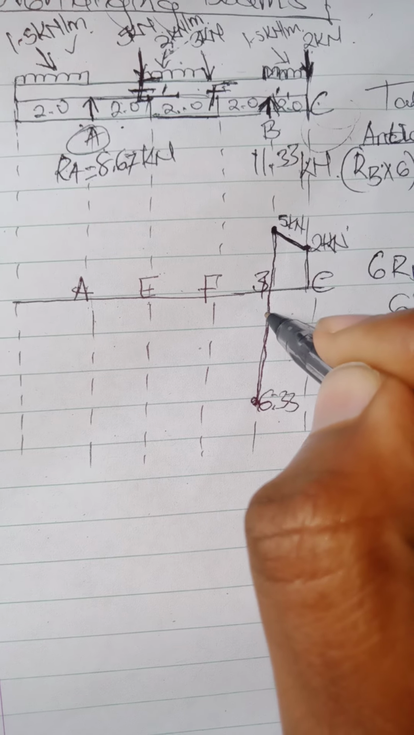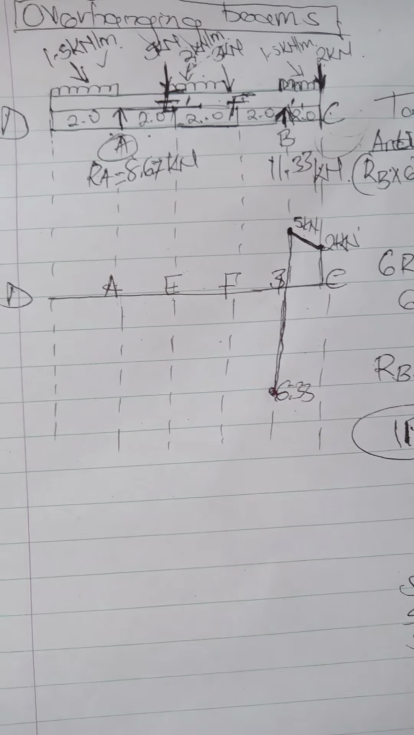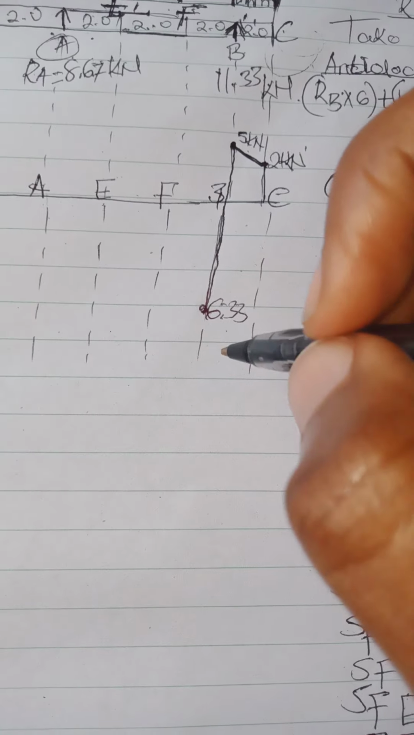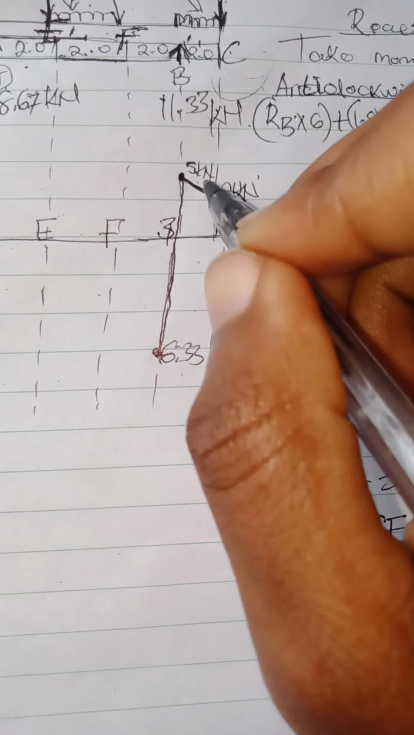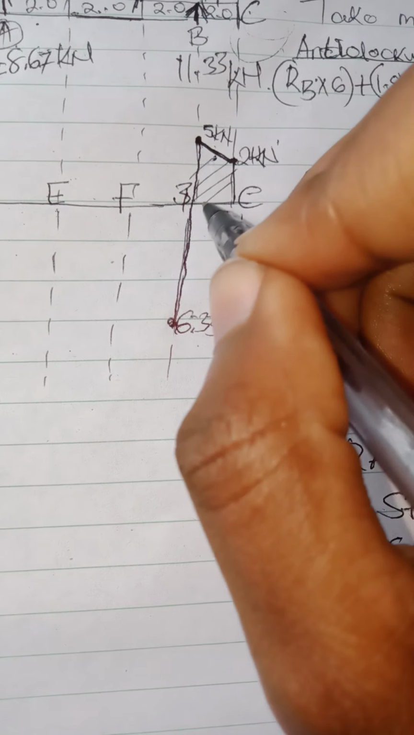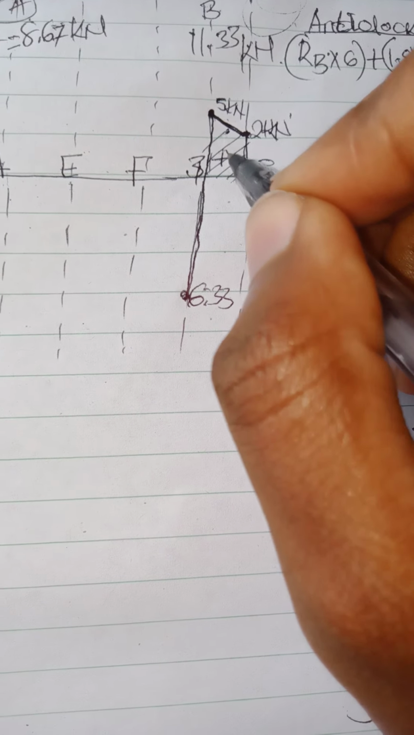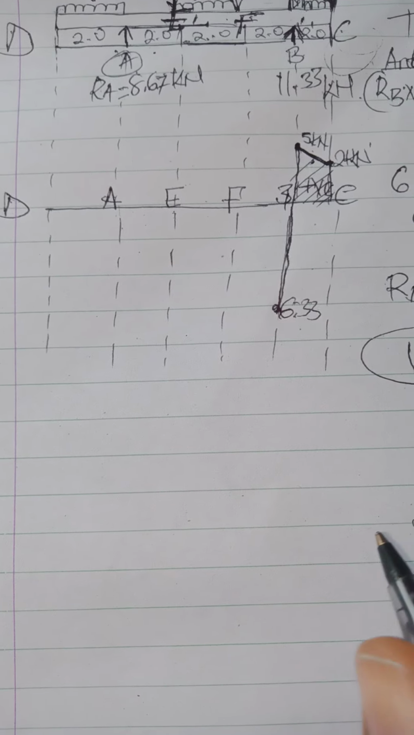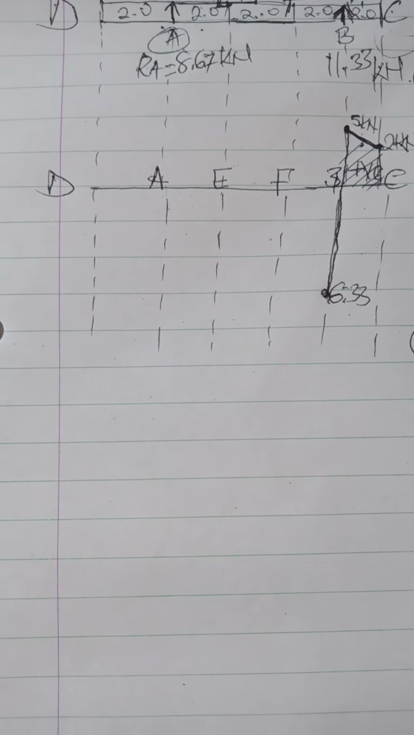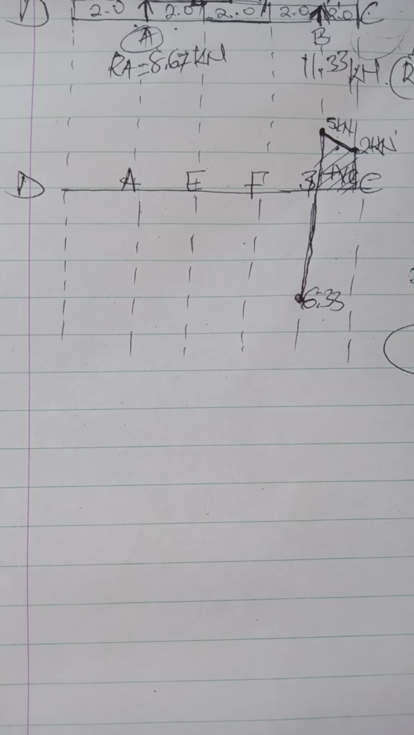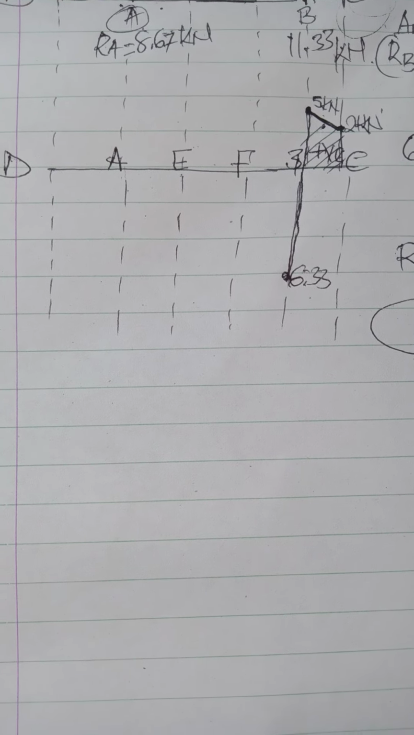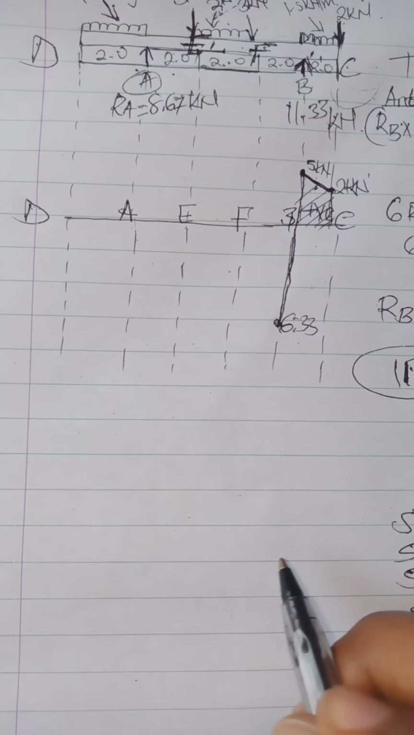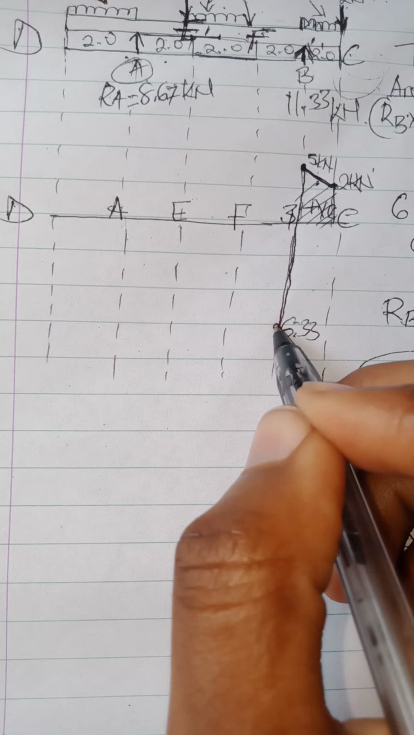because if you go on the other side of the Cartesian plane it is negative, so we indicate here this is positive, negative B. Then SF before F, it's negative, no load acting, so we move straight.